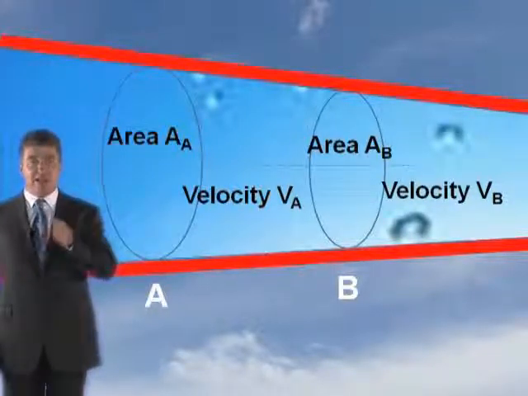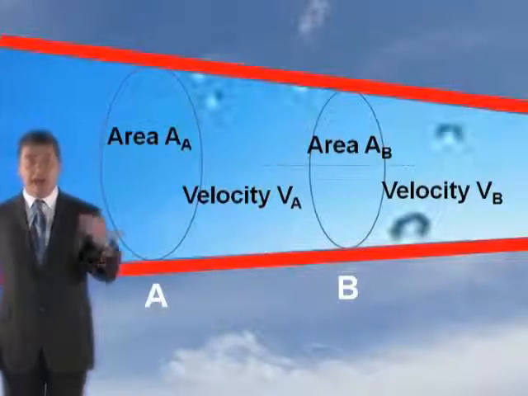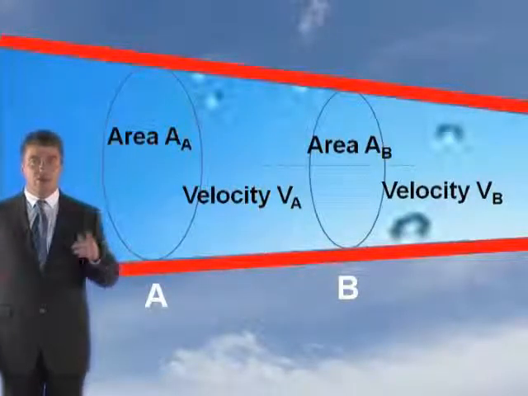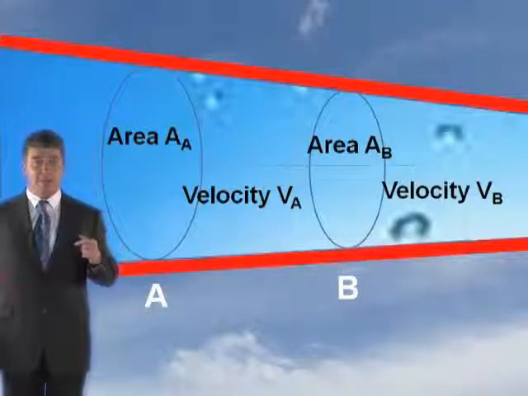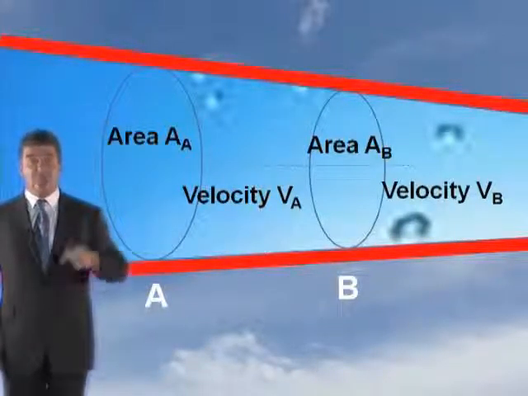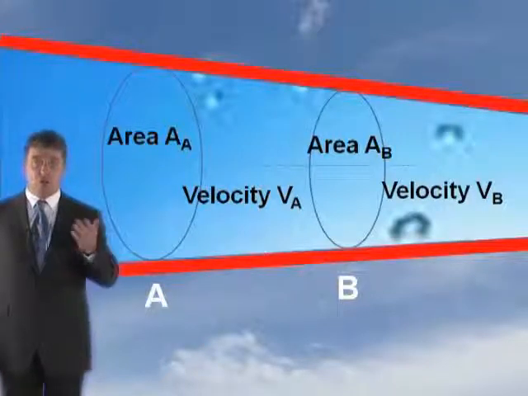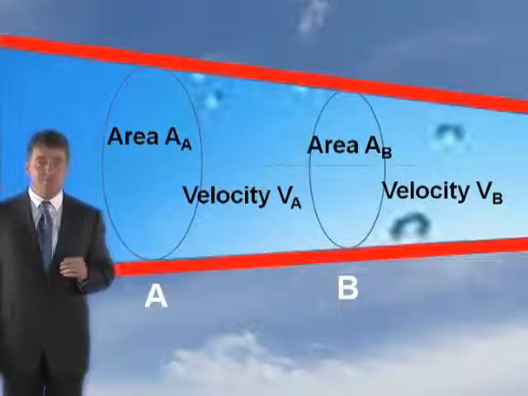The area at B is less than the area at A. Now, if you've halved the area, you must double the velocity, because the rate of flow in that pipe is the same. So if the area is halved, the velocity is doubled. So you've got to remember the continuity equation.